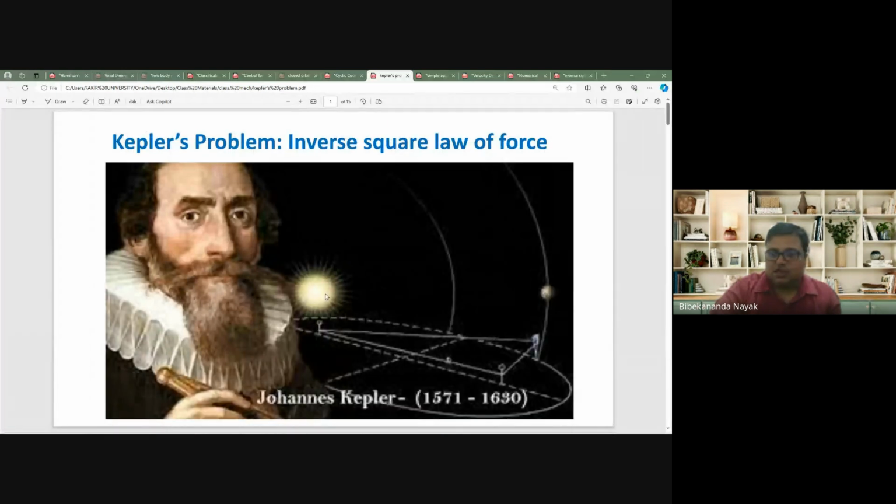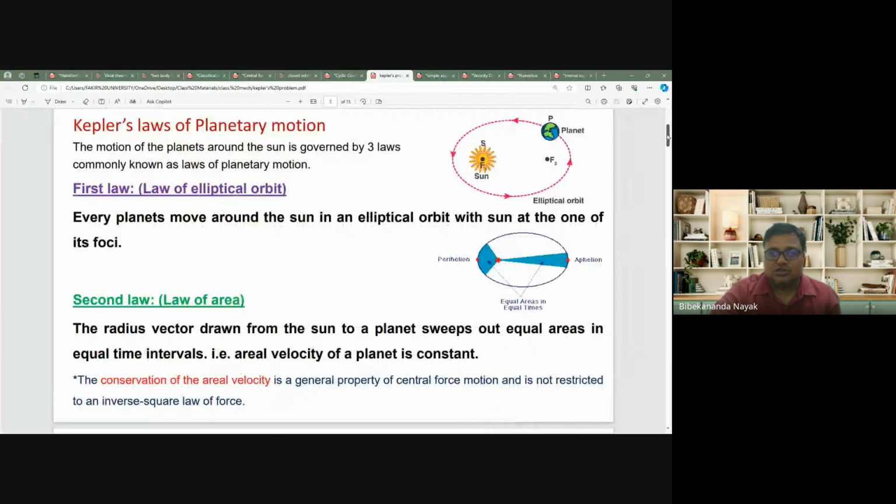Actually, in what is called law of force, Kepler studied the motion of the planets around the sun and gave 3 laws, which are known as the famous Kepler's laws. Kepler's laws of planetary motion: motion of the planets around the sun is governed by three laws, and the first law is also known as the law of elliptical orbits. Every planet moves around the sun in an elliptic orbit with the sun at one of its foci.